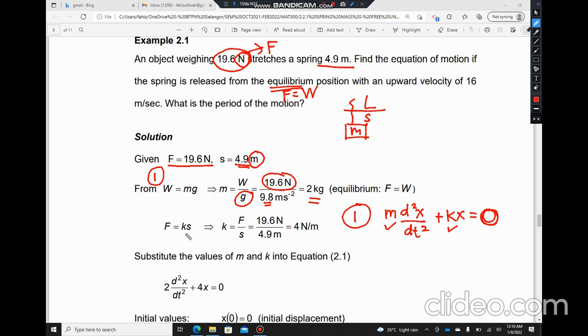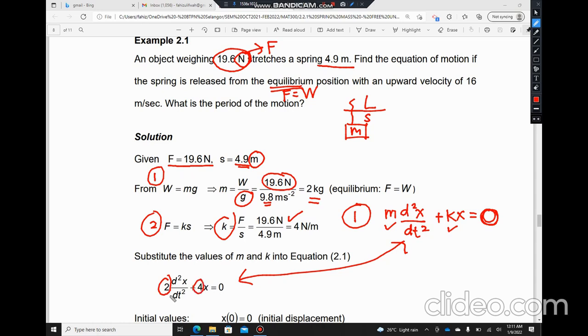Okay, another one kita nak cari K. Nak cari K kita boleh guna F equals to KS, which is K equals to F over S. F ni sama, still 19.6 sebab nilai F dia dah diberi, and then S spring stretch, so 4.9. So the force here is 4 Newton per meter. So kita dah dapat nilai K. Kita dah ada M, dah ada K, just masukkan nilai M dengan K dalam equation ni. So M is 2 and then K is 4.